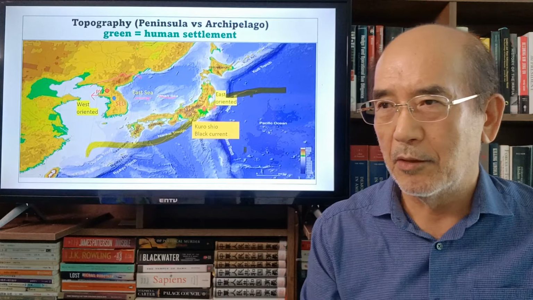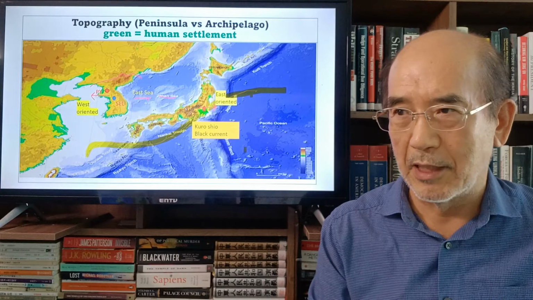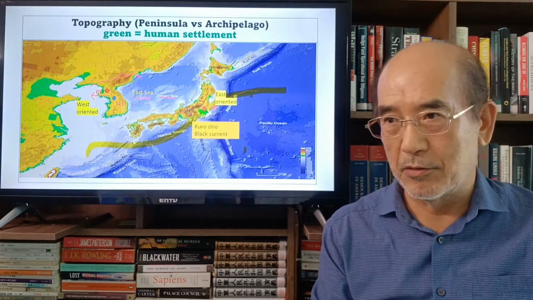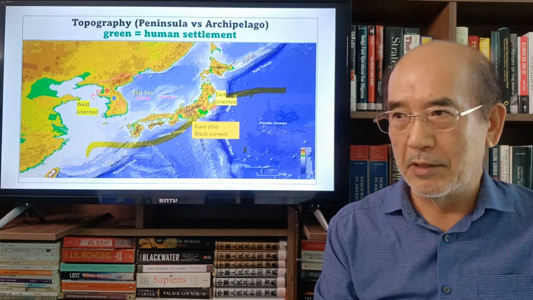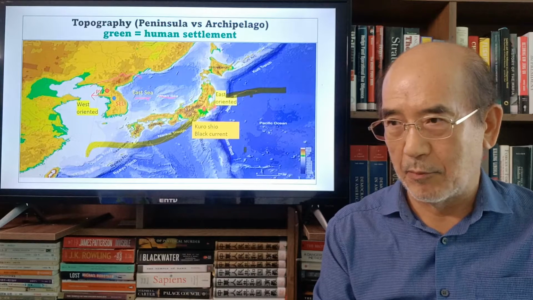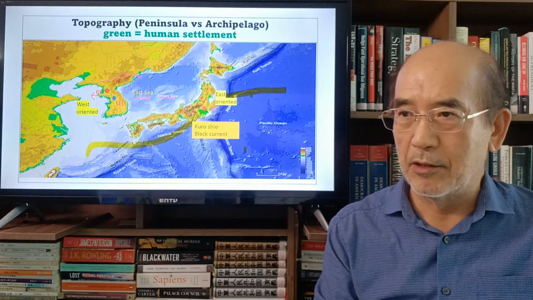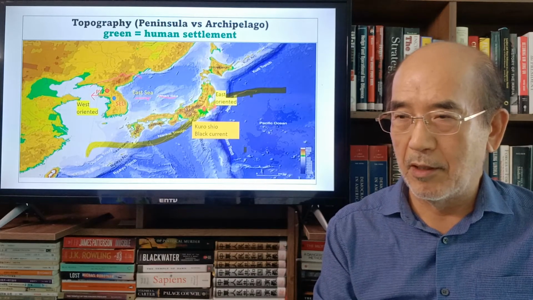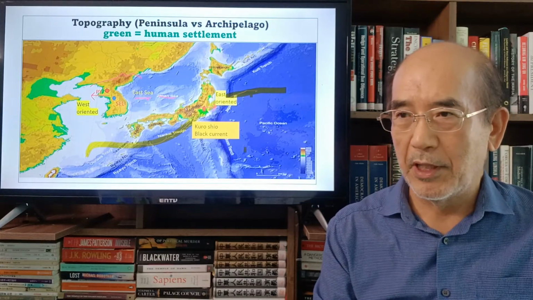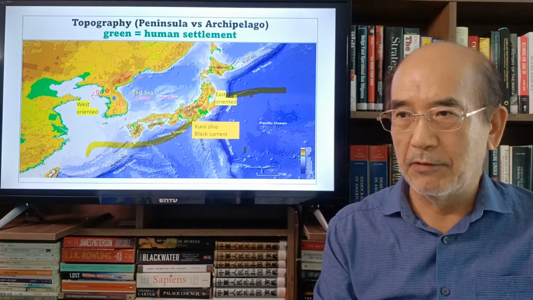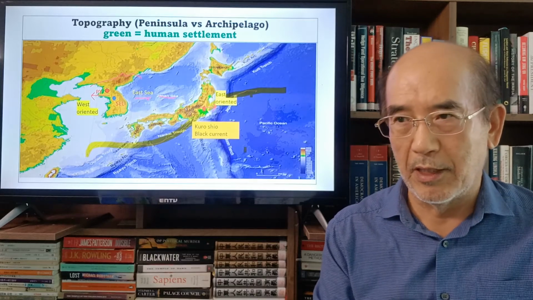Now, I'd like to take a look at this topography again. As we said, human settlements are mostly on the west side in the Korean Peninsula. On the other hand, human settlements are on the east side in the Japanese archipelago. If you look at Pyongyang, the capital city of North Korea, and Seoul, South Korea, both are on the west side. And from there to the Chinese continent is very easy. Even in the past, on a sailboat, you can go to China quite easily.